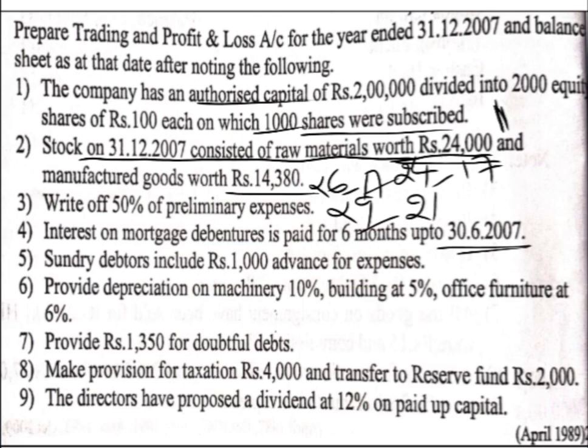Interest on mortgage debenture is paid for 6 months up to 30th 6 2007. So first 6 months it is paid, another 6 months it is outstanding. Once it will come in note number 28, one more time in note number 3, we have to add it to the amount of debentures.